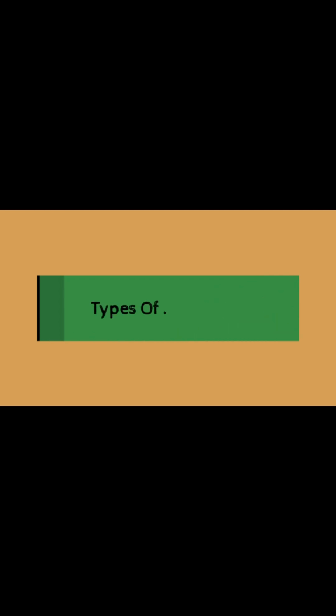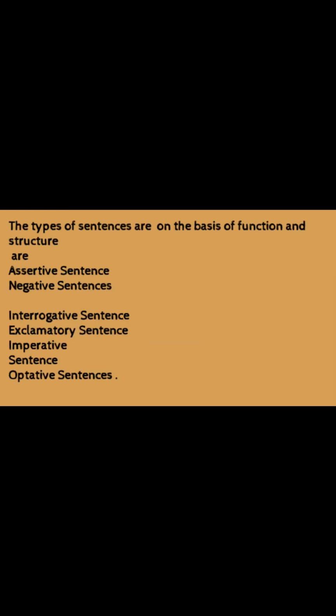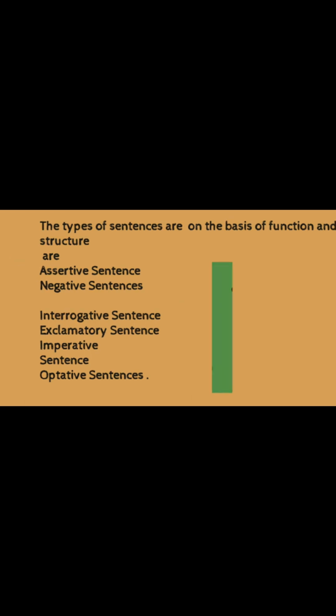Now we shall see types of sentences. The types of sentences are on the basis of function and structure. On the basis of function and structure, they are assertive sentences, negative sentences, interrogative sentences, exclamatory sentences, imperative sentences, and optative sentences.